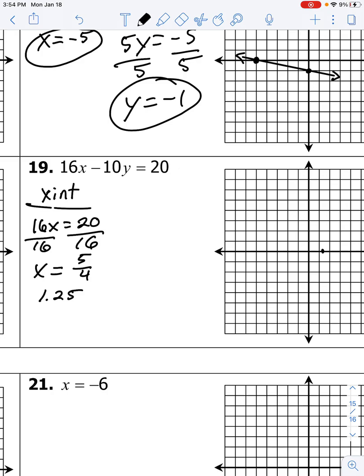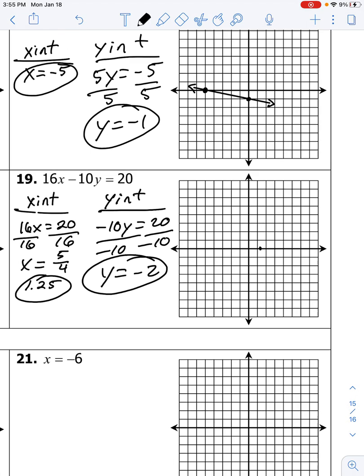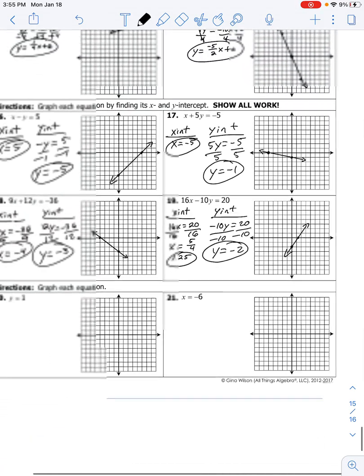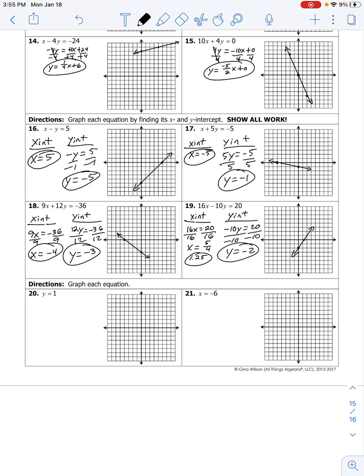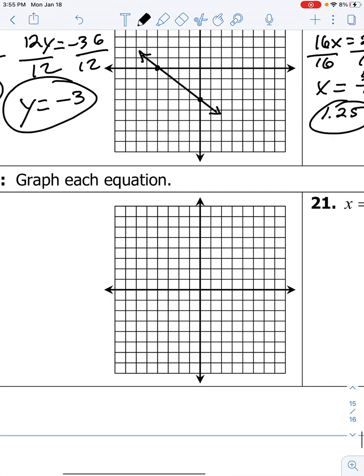And then to find the y-intercept, we take the x out, so that would be -10y equals 20. Divide by -10, so y would equal -2. So we'll plot -2 on the y-axis. And then I'll make this a little bigger and then draw our line. Like so. If you get a fraction like number 19, you always want to change it into a decimal, all right? If you're going to plot it.